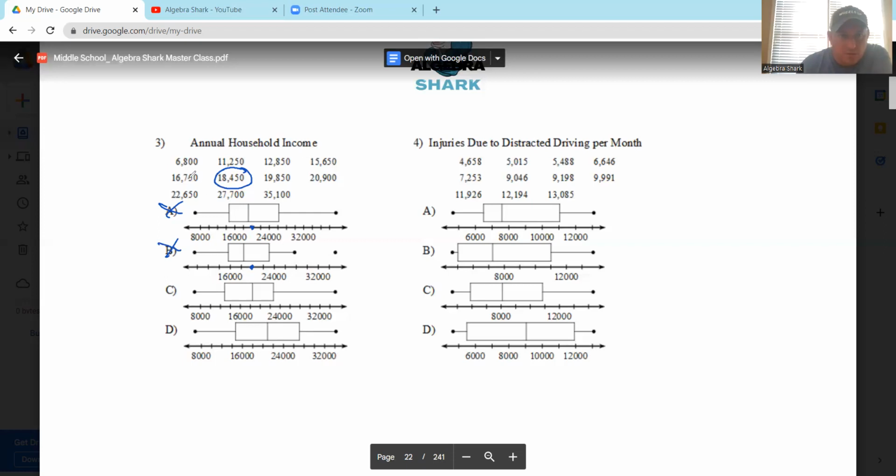Okay. You could look at other things like, is there any other difference in these? Upper quartile, we would go 1, 2, 3, 4, 5. So the middle of the upper half would be 27,000.